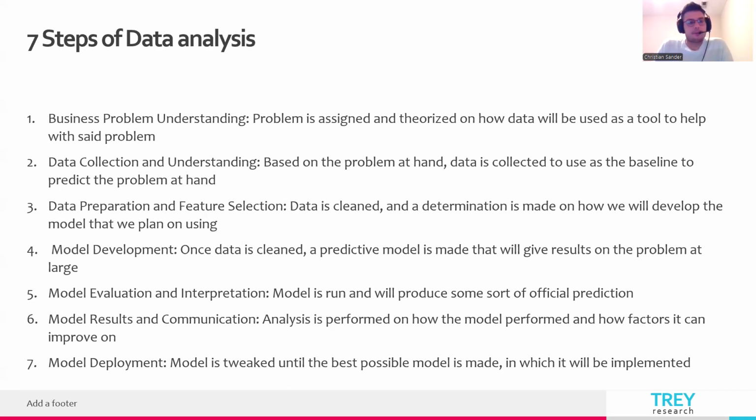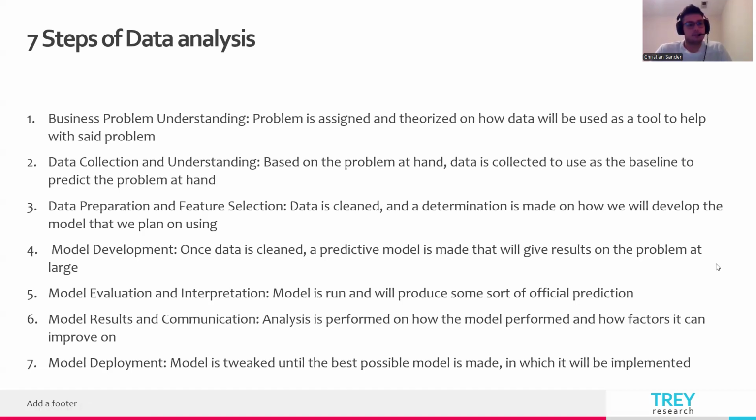Step three is data preparation and feature selection. So the data that we found in step two is cleaned, and then we use a variety of features to make it the most able to run. And also, we make some decisions on how we actually want the prediction to go. Step four is model development. We use a variety of different models and run them and see the results. And the results are shown in step five, which we can present some type of outcome and official prediction.